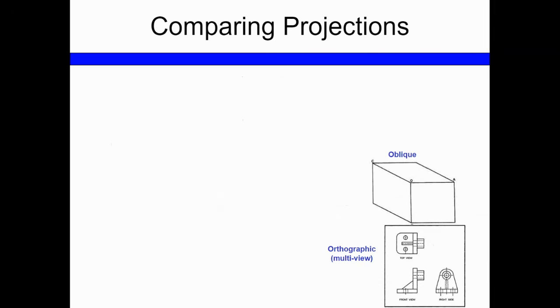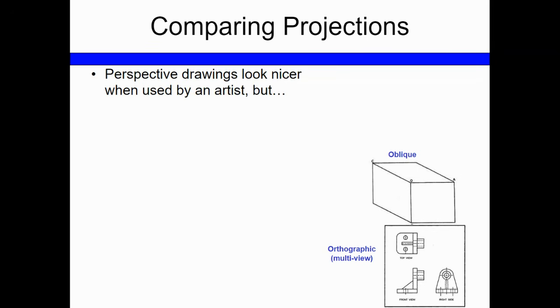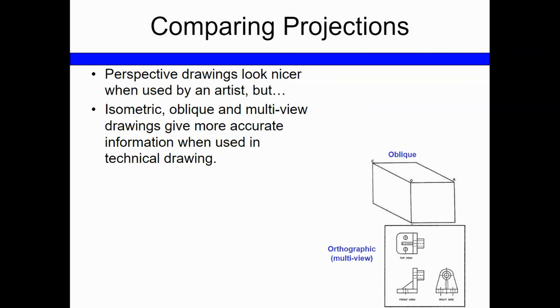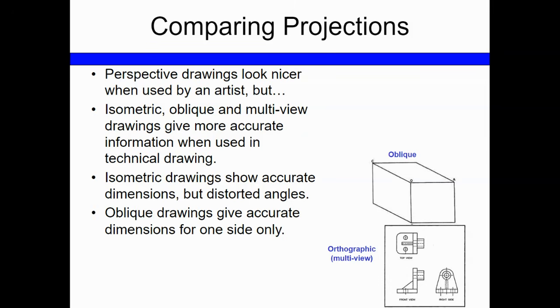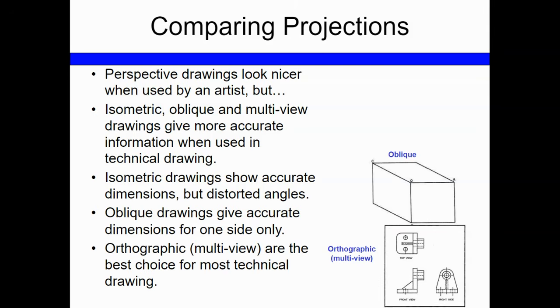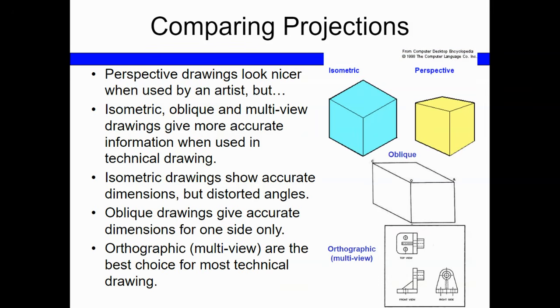So, comparing projections: perspective drawings look nicer when they're used by artists, but isometric, oblique, and multi-view drawings give more accurate information when used in technical drawings. Isometric drawings show accurate dimensions but distorted angles. Oblique drawings give accurate dimensions for one side only, and orthographic multi-views are the best choice for most technical drawings. And so here are some examples of isometric, perspective, and oblique, and then that orthographic multi-view.